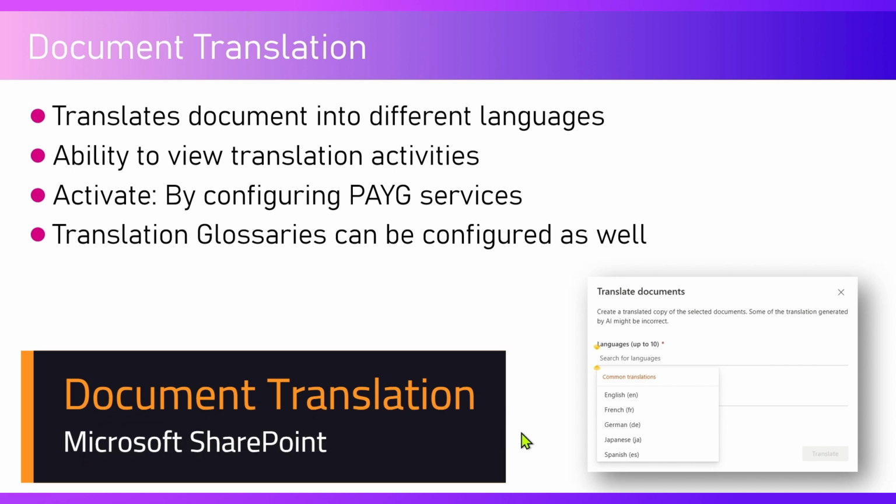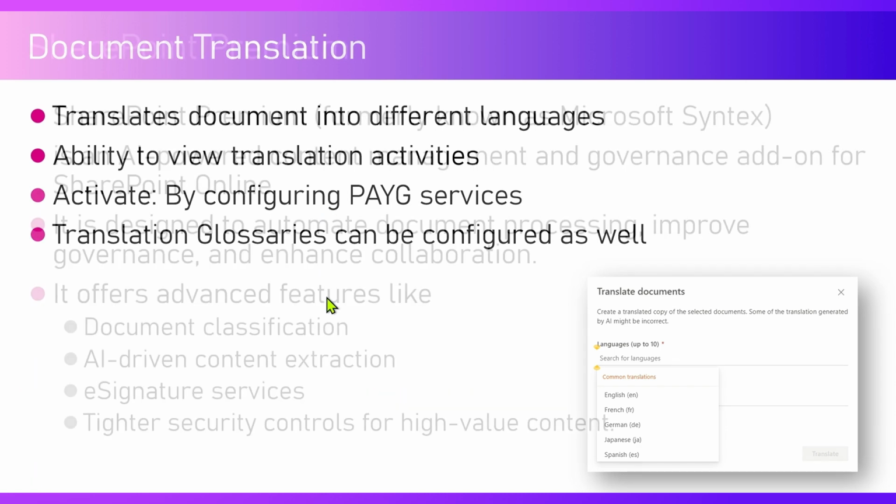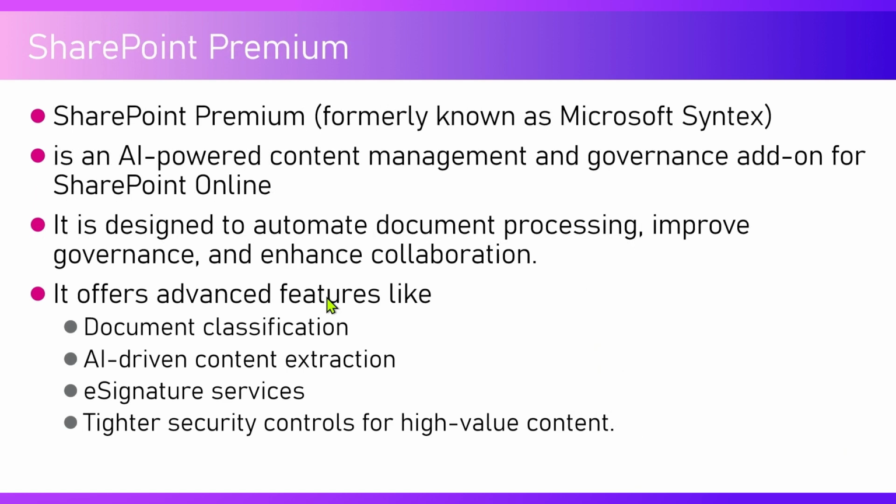In this video, let's look into the document translation feature within SharePoint. Before I go into the document translation feature, let me explain the SharePoint Premium Service. SharePoint Premium Services, formerly known as Microsoft Syntex, is an AI-powered content management and governance add-on for SharePoint Online. It is designed to automate document processing, improve governance, and enhance collaboration.